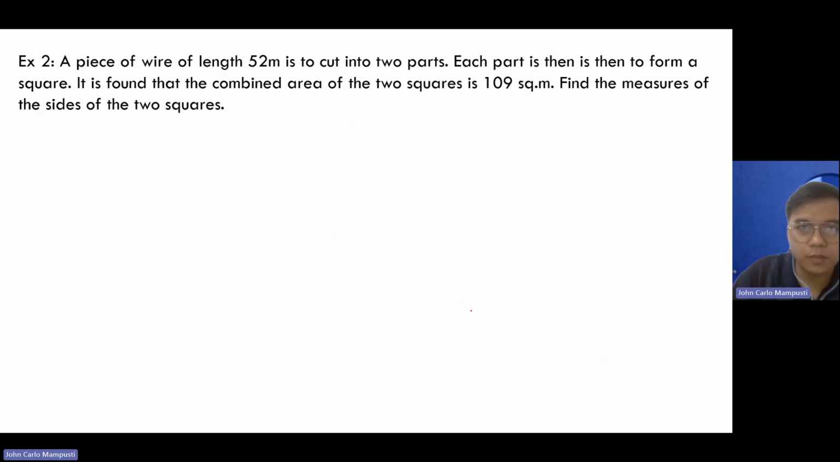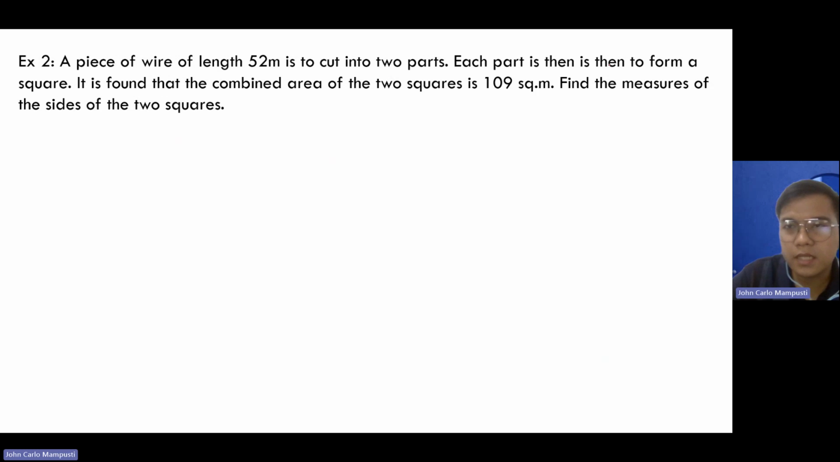Next one, example number 2. So here we have a piece of wire of length 52 meters. This is cut into 2 parts. So ibig sabihin, it doesn't mean naman na equal part. Kapag sinabing equal part, ibig sabihin, divide mo lang ng 2. Pero sabi dito, into 2 parts. So hindi natin alam kung ano yung ratio ng hatian.